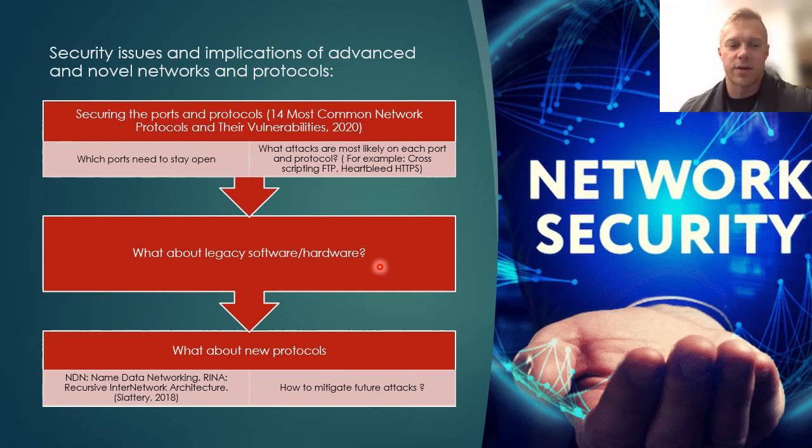So that's some consideration. And then what about new protocols? Some are being actively researched and developed, such as named data networking and recursive inter-network architecture. Both of these are being worked on and integrated, and those are protocols that may have vulnerabilities that we don't know about. So how do we mitigate future attacks?